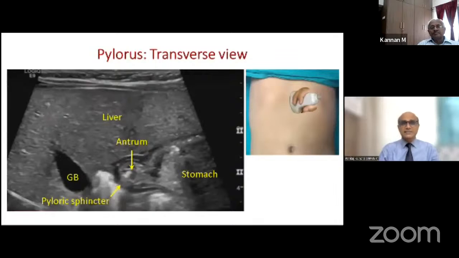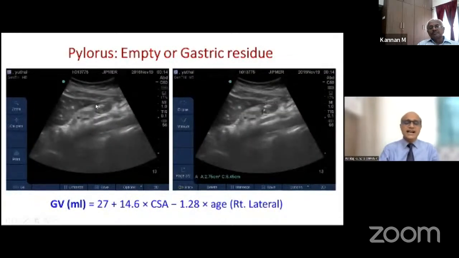You look at the antrum and you will find if it is full or it is collapsed. And if you can make it out with the help of a gastric ultrasound done at the bedside, most of your dilemmas would be answered. So this is how a child's antrum looks when it is empty.